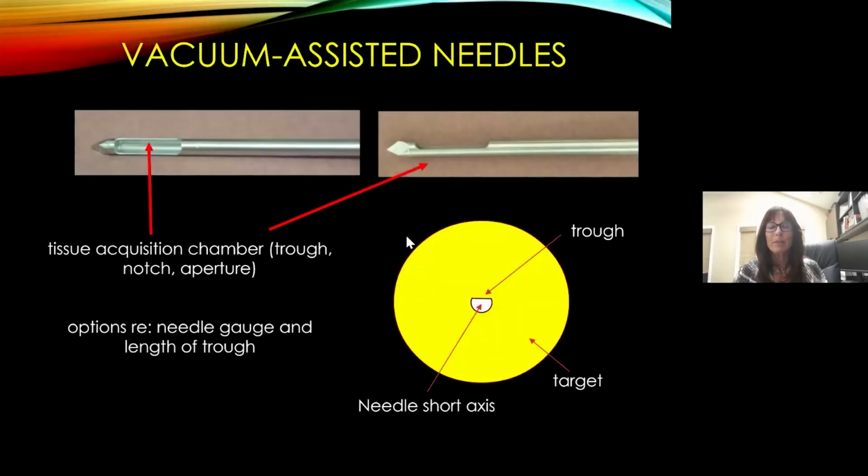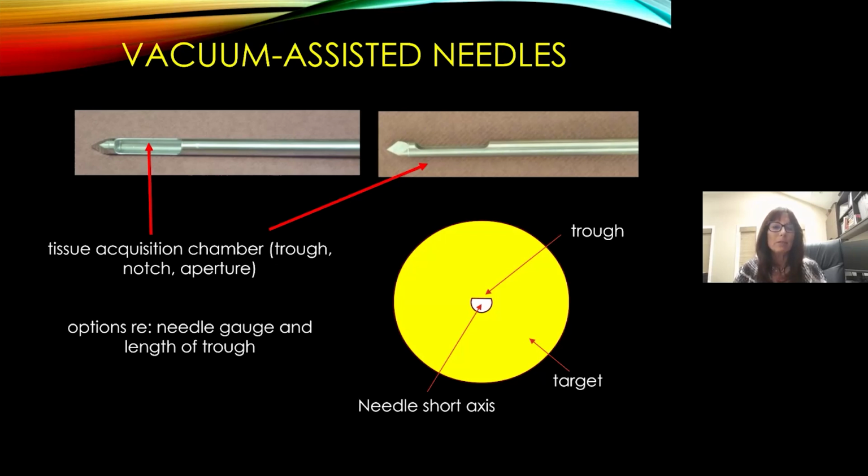A brief word about the needles used in mammographic-guided core biopsies. We use vacuum-assisted needles currently. Decades ago, we used spring-loaded needles. Right now, I think that most facilities would have vacuum-assisted needles. Regardless of the manufacturer, the parts of the needle are very similar. They all have a tissue acquisition chamber that the vacuum pulls the tissue into. This can be called the trough, the notch, or the aperture.